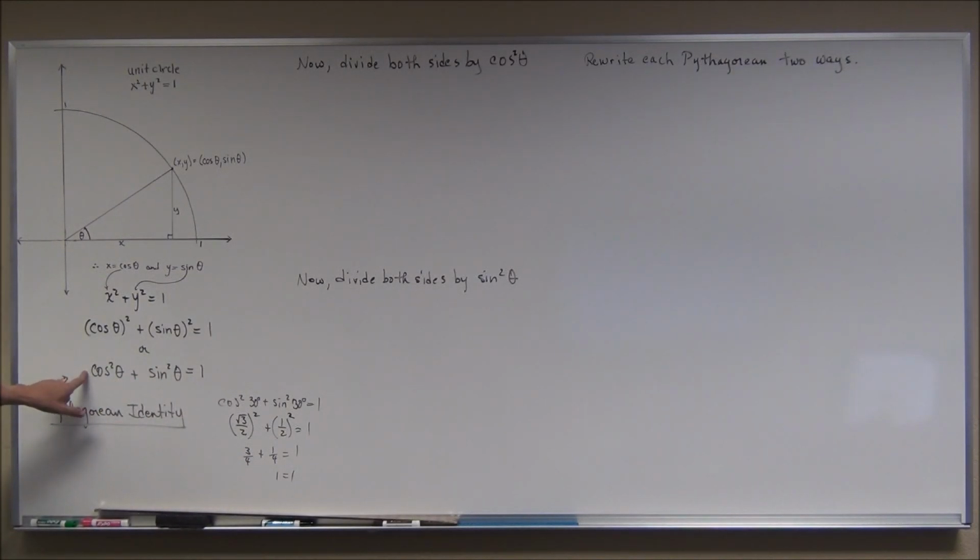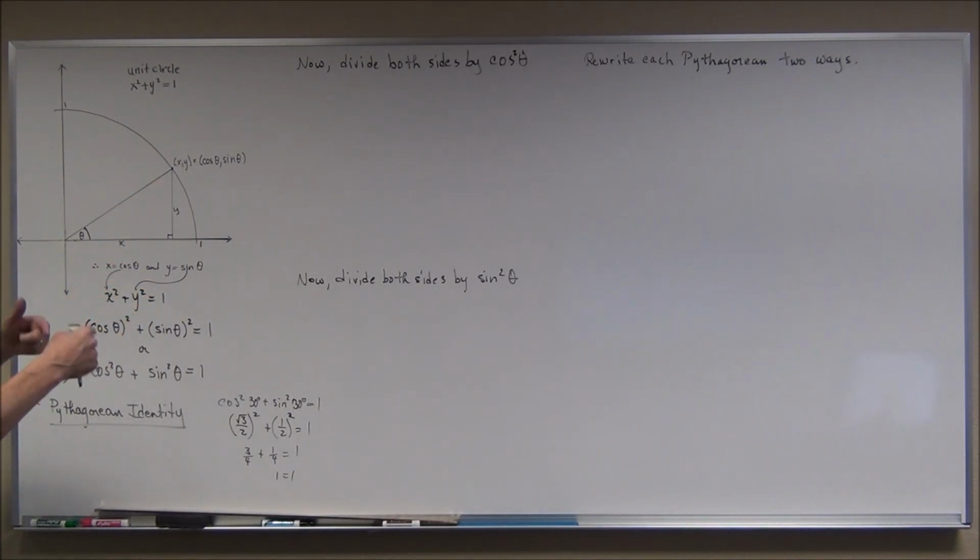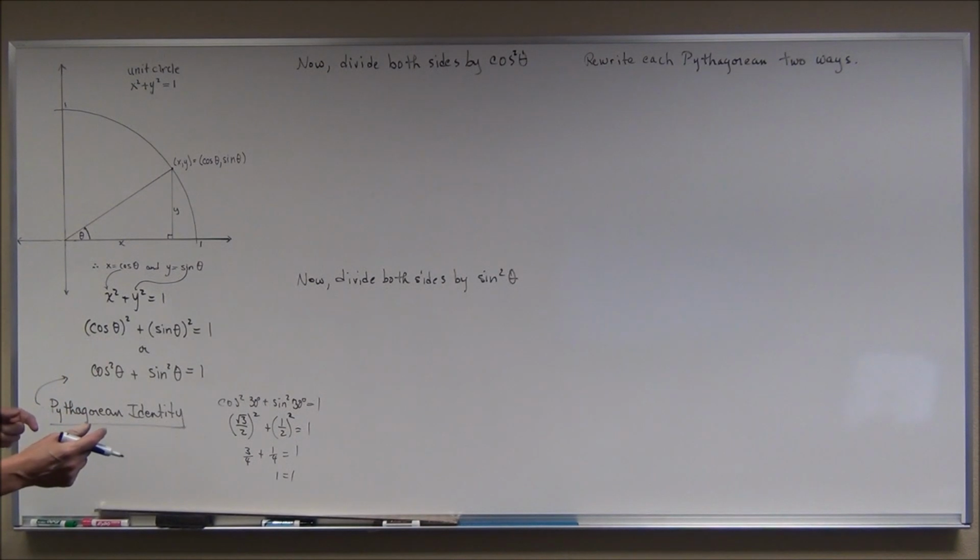And that's the one that I just flat out memorized. Now, there are two more versions of the Pythagorean identity, and I'm going to derive both of those now. This is how I used to remember when I was first learning this stuff. Now I've kind of got it memorized.